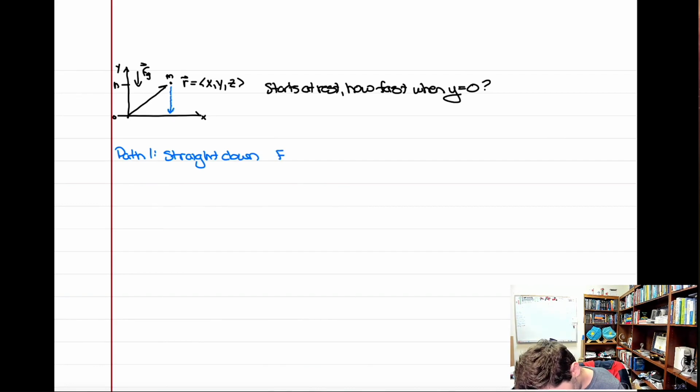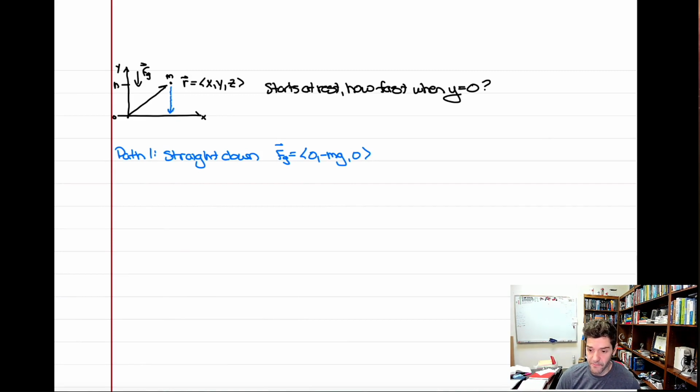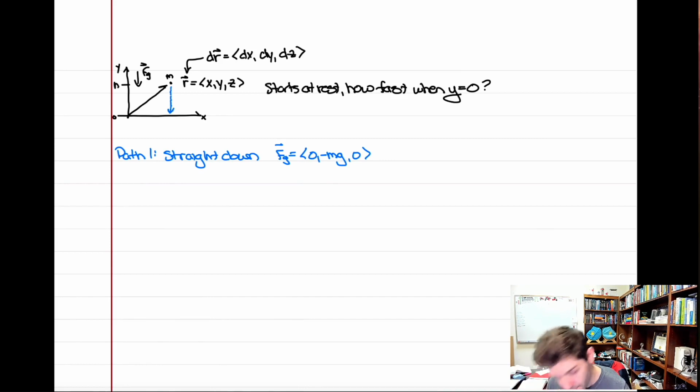So I already know the gravitational force is, in this case, 0, comma, negative mg, comma 0. And now I need to come up with some sort of path that it's traveling. Now in general, if I take the differential of r, then dr is just dx, comma, dy, comma, dz. So every step can move potentially a little bit in the x direction, a little bit in the y direction, a little bit in the z direction. And how much it moves in each direction then constitutes a particular path.